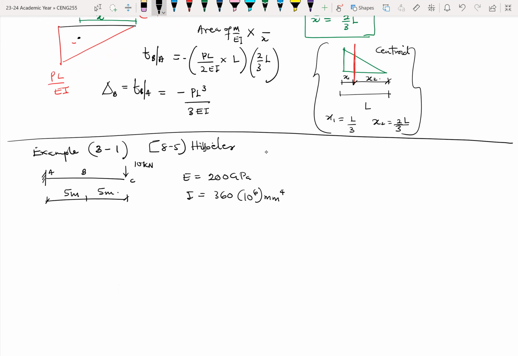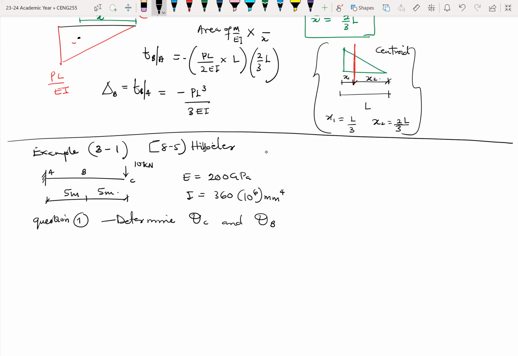Determine the slopes. All right. So let's start with determining the slope. Let's say question 1: determine the slopes theta C and theta B.